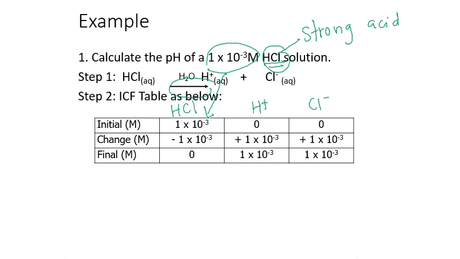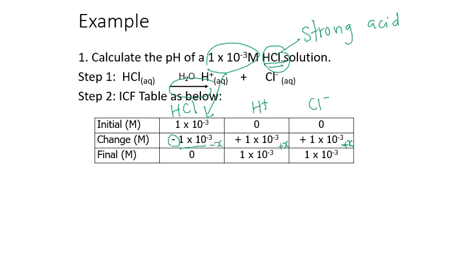HCl is a strong acid, so it will dissociate completely. That means we subtract the whole thing, 1 × 10^-3. It's similar to our chapter 6, negative x. So this one is considered plus x. Since x is 1 × 10^-3, here it will be plus 1 × 10^-3. Similar for the Cl-.